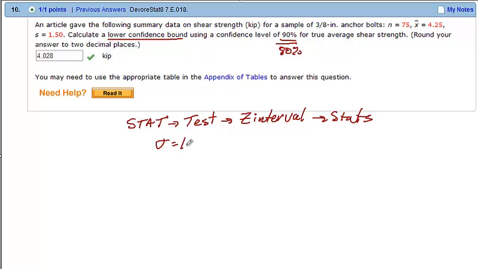My standard deviation for this is 1.5. My x bar, or my sample mean, is 4.25. My n, or my number in my sample, is 75. And my confidence level, in order to get my calculator to do a lower bound, I just pretend like the C level is 0.80 and ignore the upper bound. Pretend that upper bound doesn't exist, because I'm just looking for the lower bound, and I'm just kind of tricking it into doing that for me.